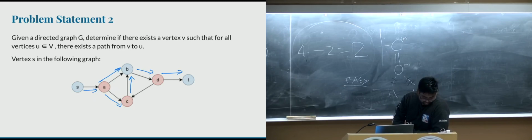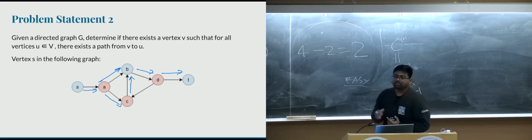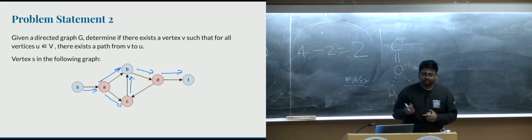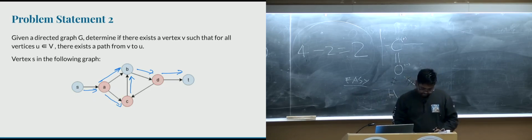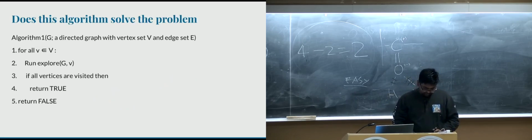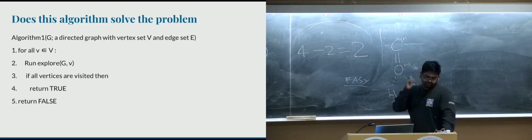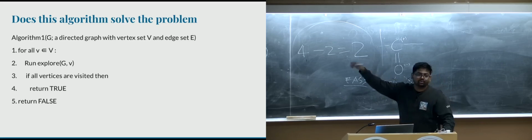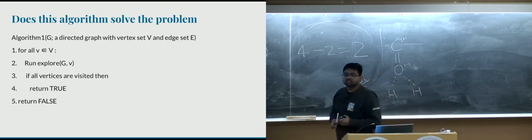So we hit our solution in the first row. We just started with S and we found the answer. So this is exactly what we discussed. We run explore on all the vertices and if all the vertices are visited, we return true. And if we reach the end of the loop without hitting that particular return true, we'll simply return false.